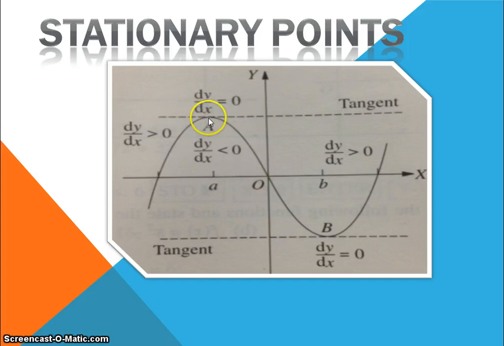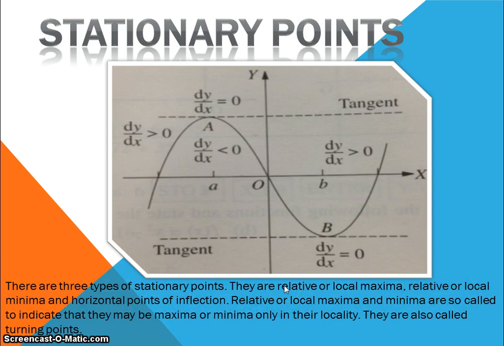On either side of the stationary points, if it is a maxima, on the left the derivative would be greater than 0 and on the right it will be less than 0. If it is minima, then on the left the derivative will be less than 0 and on the right it will be greater than 0. These are also known as turning points, maxima or minima.